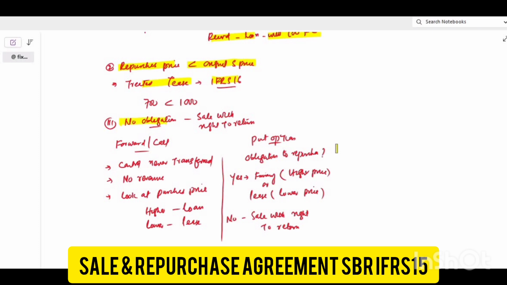Now, if no obligation exists, then that will be your sale with right to return. So in simple terms, you can say that in a call or forward option, the control is never transferred to the customer, no revenue should be recognized, and you will check the purchase price. If the purchase price is higher, then you will consider it as a loan. If it is lower, then you will consider it a lease.